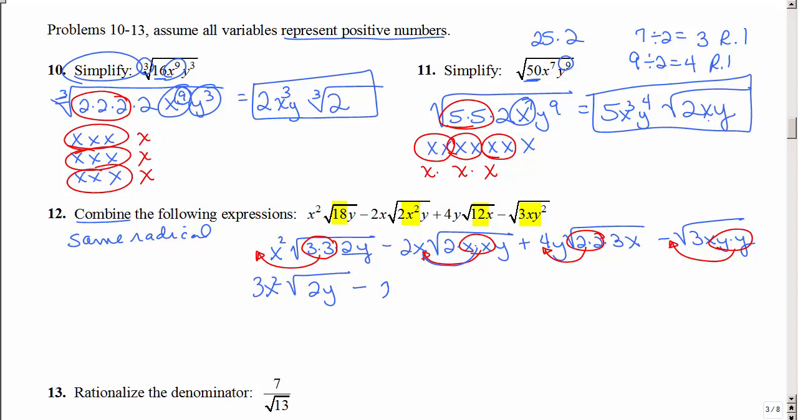This x comes out, and that would make that x squared, and I'm left with 2y. The 2 comes out with the 4. I multiply that together, and I'm left with 3x. Then I have a y, and I'm left with 3x.